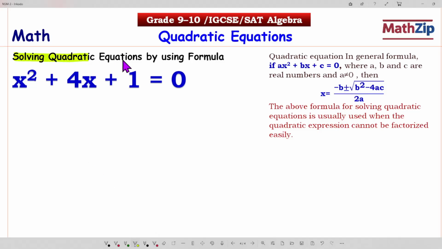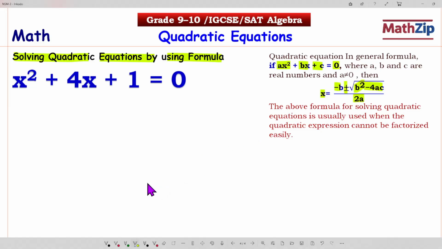Solving quadratic equation by using formula. Which formula? If ax square plus bx plus c equals 0, it should be x equals minus b plus minus root over b square minus 4ac, divided by 2a.